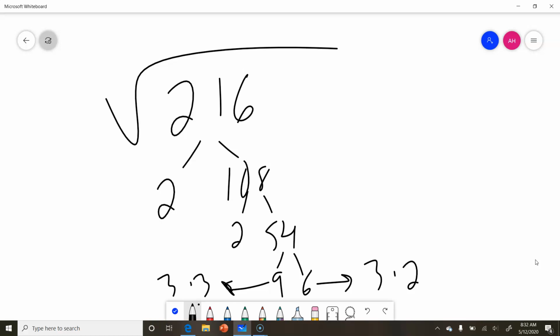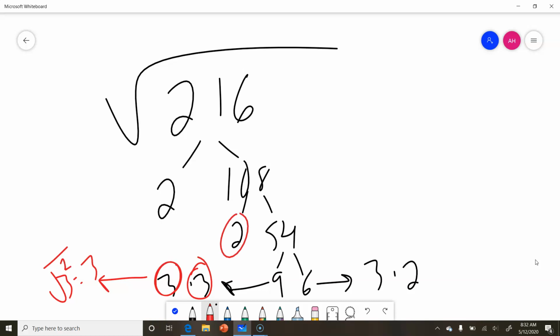Now the way that I then change this is I need to say what has a matching pair. There's a 3 and there's a 3, so that equals 3 squared. So I know I can pull a 3 out, which when I take the square root of that is 3. Here's a 2 and here's a 2, so I know I can take those out. That's 2 squared, which when I take the square root of that is just a 2.